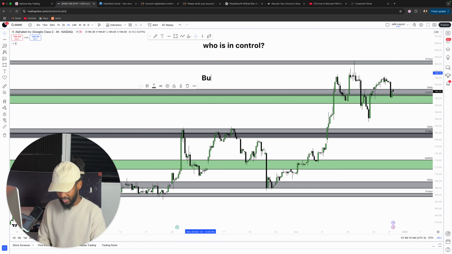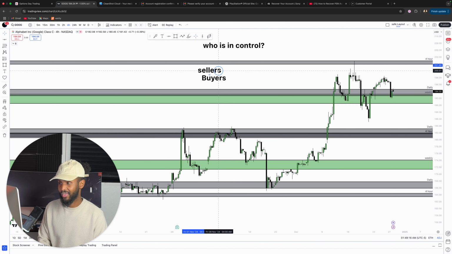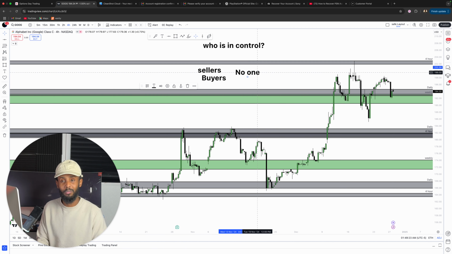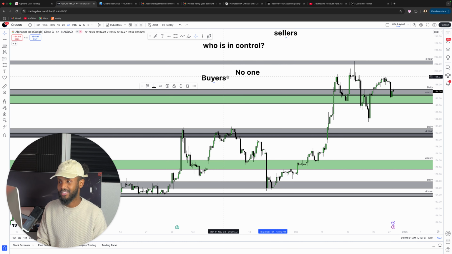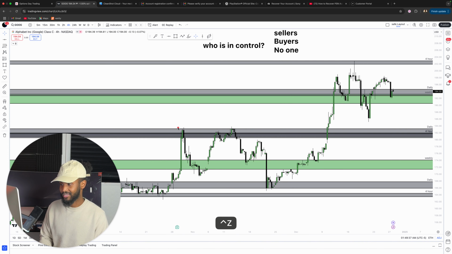The first one is buyers, and then we can also have sellers in control, and then finally we can have no one. So there can be an agreement in price by buyers and sellers, and no one is in control, which is fine. But we need to know who is in control. So we'll look at this chart right here and try to figure out who is in control. So we can see a couple things.